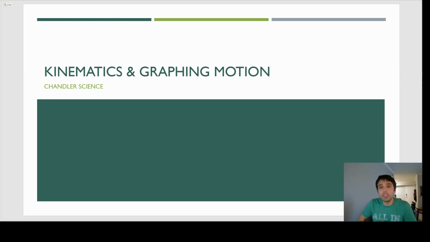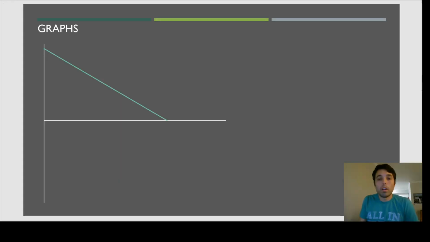So without further ado, let's dive right into a position versus time graph. Alright, so first we'll take a look at a position x versus time t graph. So you'll see here we have a straight line going down like that from our initial position here to our final position here. And we already derived in class the equation x equals v delta t plus x naught.